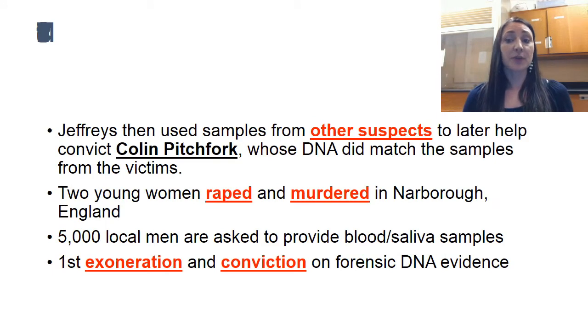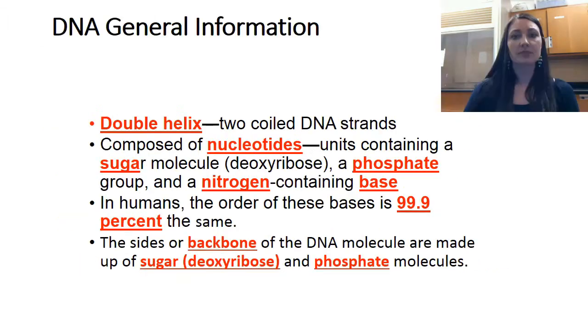Jeffreys also used samples from other suspects to help convict Colin Pitchfork. His DNA did match samples from the victims. Two young women in Narborough, England were raped and murdered, and the police had asked 5,000 local men to submit a DNA sample. And in comparing that, Colin Pitchfork's DNA matched that which was found on the victim. So he was convicted for the rape and murder of those two females. So Alec Jeffreys is credited with the first exoneration, or the clearing of a suspect, and for the first conviction using forensic DNA evidence.